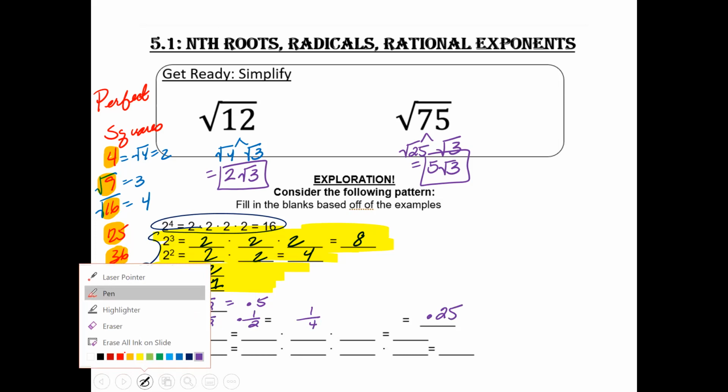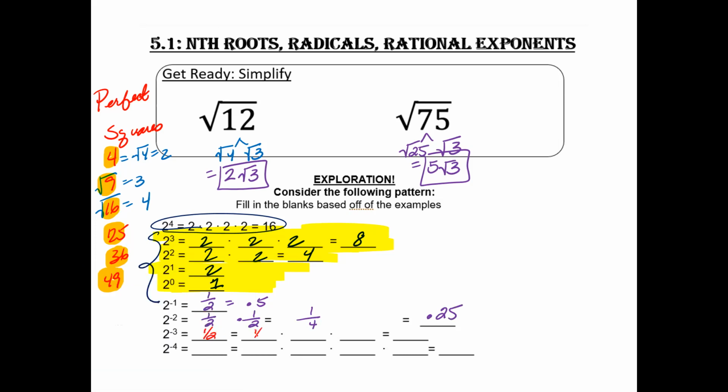And then you kind of see the pattern. It's just 1 over 2 times 1 over 2. I should actually write it this way. If I were to flip the negative, I'll have 1 over 2 to the 3rd power. So it's 1 over 2 times 1 over 2 times 1 over 2, which is 1 over 8. And then 1 over 2 to the positive 4 power, which is 1/2 times 1/2 times 1/2 times 1/2, 4 times, which is 1 over 16.